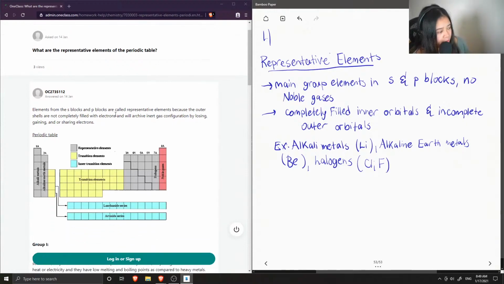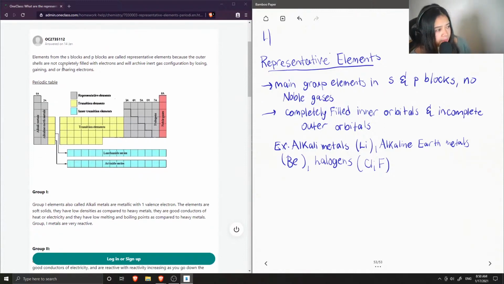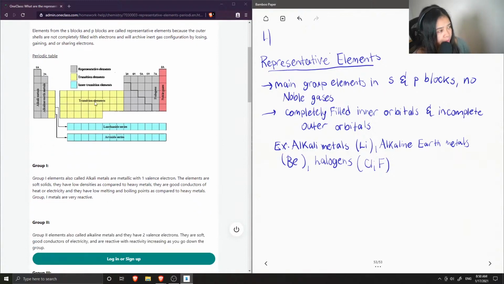Okay, so let's see what the junior tutor said. Some elements from the S blocks and P blocks are called representative elements because the outer shells are not completely filled with electrons and will achieve inert gas configuration by losing, gaining, and/or sharing electrons. So in this diagram they have here, the representative elements is the elements shaded in gray. The middle are the yellow, the middle transition elements. And lastly, the last two rows are the lanthanide and actinide series, and then in the red are your noble gases.